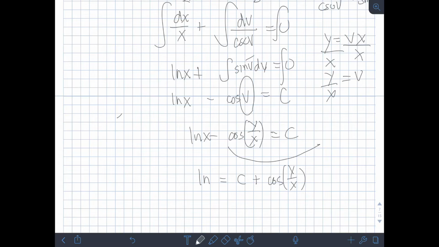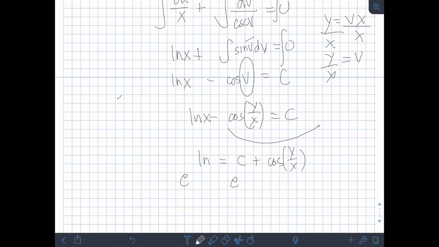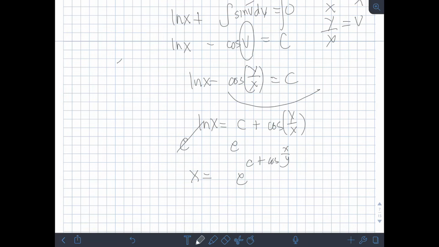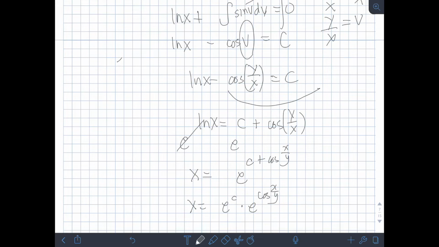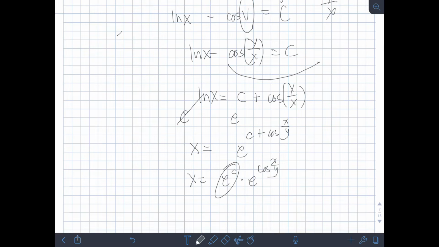Tapos, gawin natin parehong base e, itong dalawang side ng equation, magiging, sorry, parang cancel tong ln, magiging x is equal to e raised to c plus cosine y over x. Tapos, x is equal to, pwede itong maging e raised to c, right? Times e raised to cos y over x. Tapos, itong e raised to c, gawin uli natin single c lang. So, x is equal to c, e raised to cos y over x. Okay? So, therefore, this is the final answer.